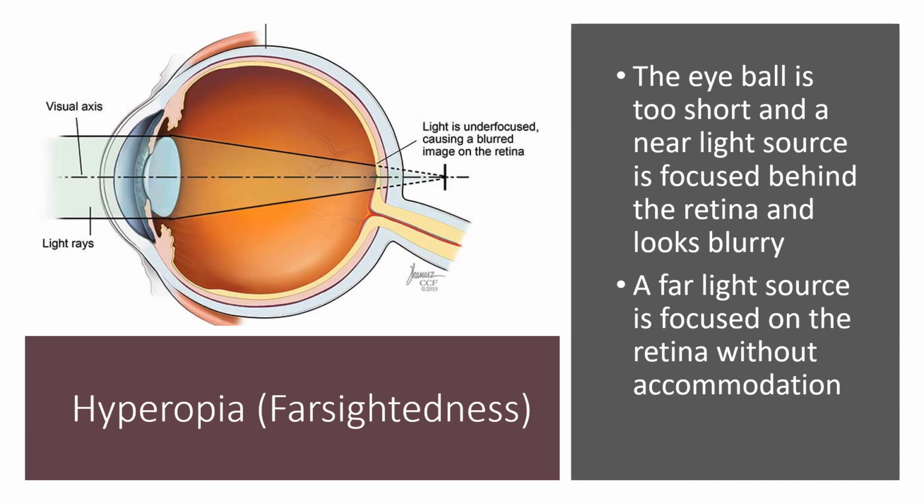So another condition that we can have is called hyperopia, and this is farsightedness. So again, as the name implies, this is where individuals can see images at far distances with no problem, but they have trouble seeing up close. So in this case, the eyeball is either too short or the lens is too weak. And the image, instead of being focused in front of the retina this time, is going to be focused behind the retina, which causes the up close pictures or objects to be blurry. So again, a far light source is focused on the retina without accommodation. And there are a couple ways that this can be fixed as well.